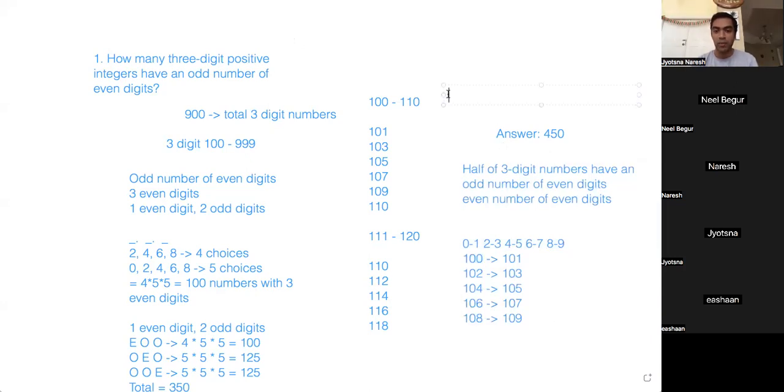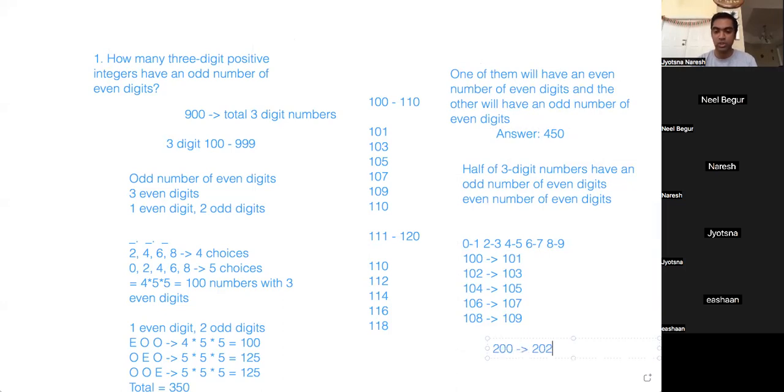So basically I'm saying that when I pair the numbers in this way, one of them will have an even number of even digits, and the other will have an odd number of even digits. Now, I don't know which one is which, because for instance, if I had 200 and 201, it would be the opposite, right?